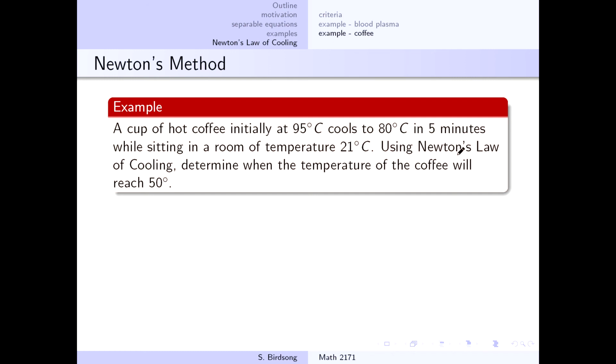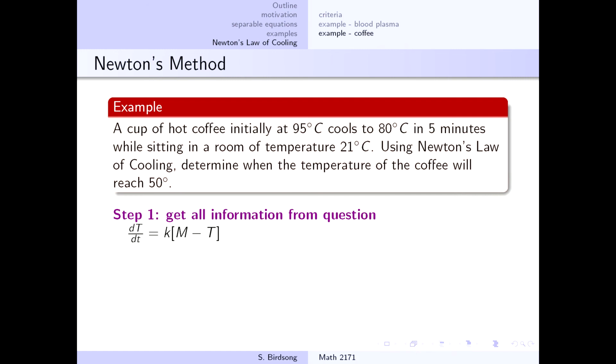Okay. So we're going to use Newton's law of cooling, and we want to determine when the temperature of the coffee will reach 50 degrees. So this is literally, we want to know t, not Celsius, time. We want to know that t, that time, when we're going to reach the 50 degrees. So let's pull out all of this stuff first. So that's the first thing.